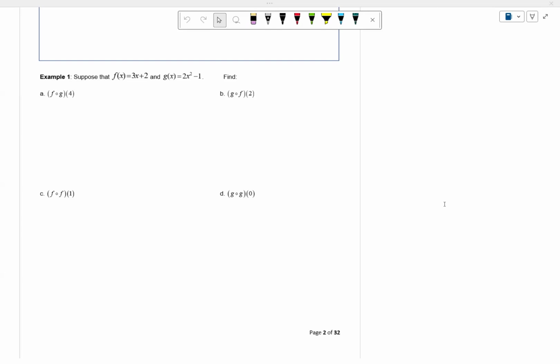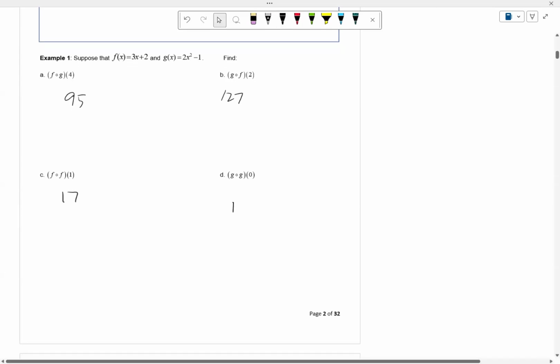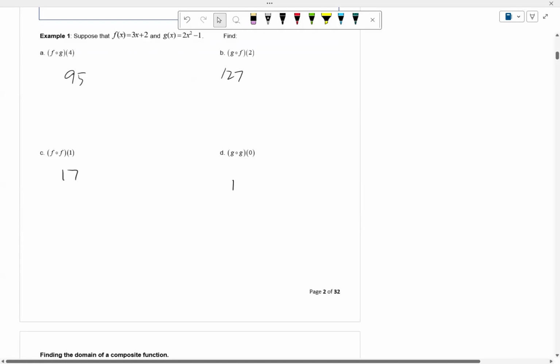For A, Amir, what'd you get? Amir, did you say something? 95. Okay. I wasn't sure if someone else said it or if you did. Okay. Do we agree? Okay. Levi, what'd you get for B? 27. 127. Thank you. Holden, for C, you got 17. And for D, Henry, you got 1. Are we good with these? Okay. Seems like most of them people are not arguing about these. So if you got something different, chances are you did something wrong.